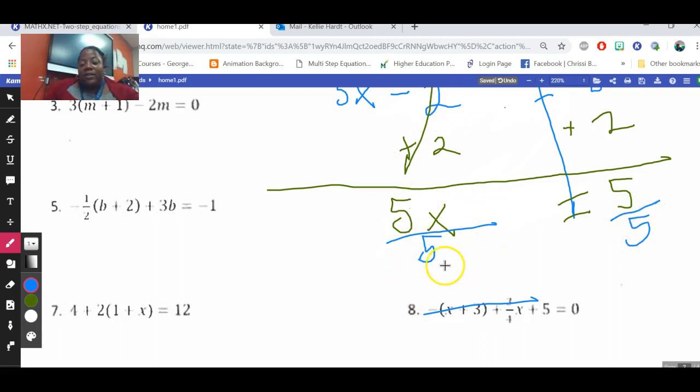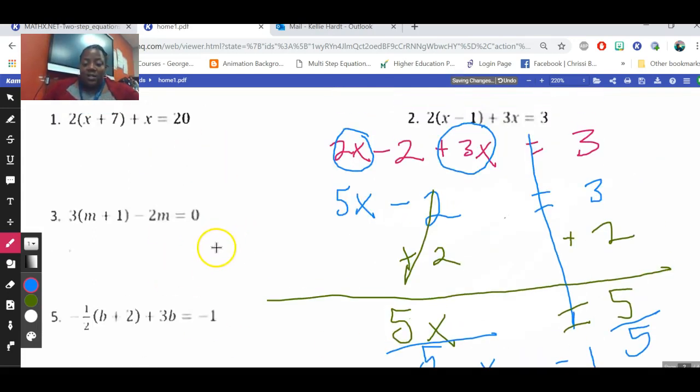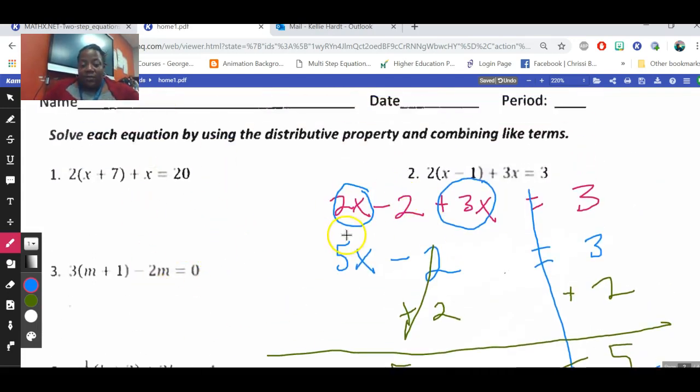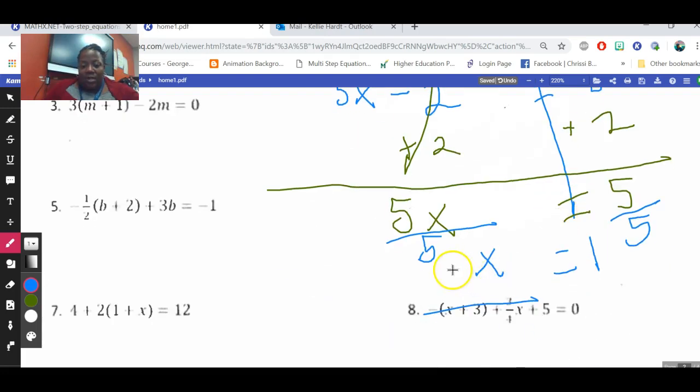So what I have here is, remember, 5 goes into 5 one time, that's 1. The 1s are invisible, so just do your x. 5 goes into 5, this time your 1 is visible. So x equals 1, assuming I did that right. Let me just double check. That's 2 plus 3, that's 5. Minus 2 equals 3. Add 2 to both sides. Here you go. x equals 1.